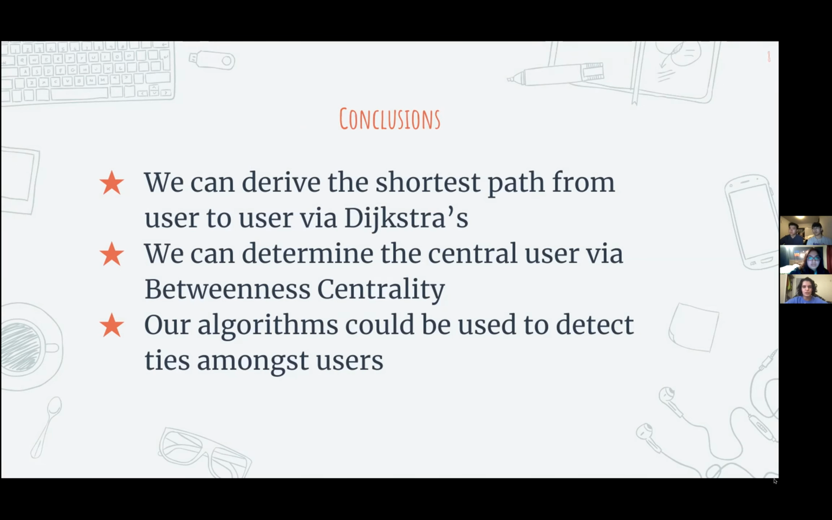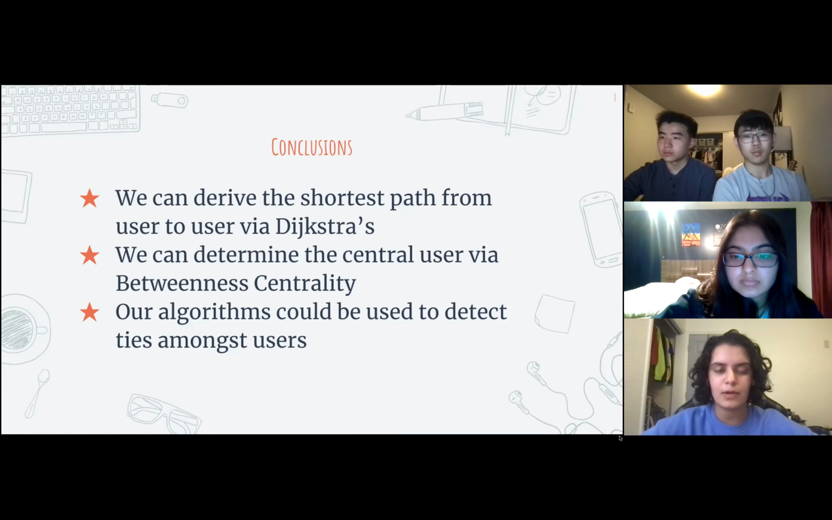So in conclusion, we essentially were able to achieve everything that we set out to do within our original goals. We are able to derive the shortest path from user to user via Dijkstra's, and we were able to determine the central user via betweenness centrality. Essentially our algorithms could be used to detect ties amongst users.